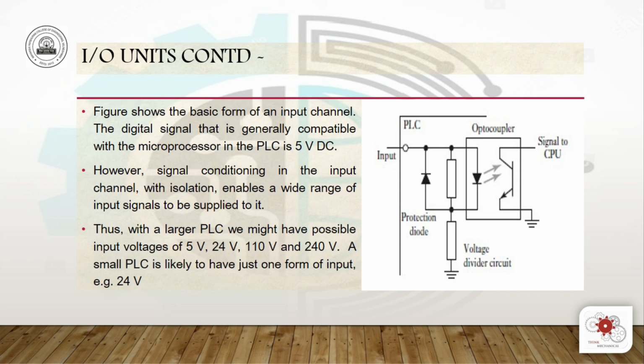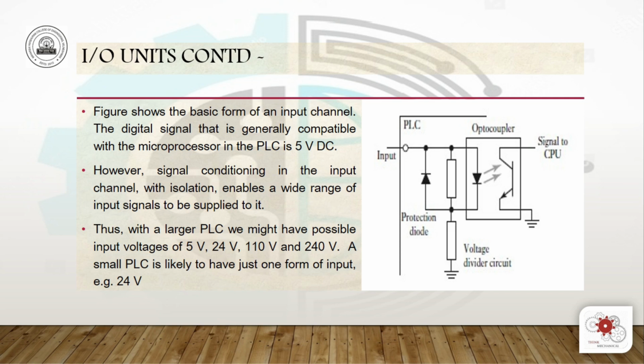The requirement is, for smaller circuits we can have a 5-volt DC supply, it is okay, but for larger operations where automation is necessary, you cannot work on the DC supply, so you need to deal with the AC supply, and for that AC supply to be used, you have to go for the isolation part and signal conditioning part, and the wide range can be achieved with this signal conditioning and isolation. So for larger PLC, where the number of operations carried out is more, we have the possible input voltages as 5 volt, 24 volt, 110 volt and 240 volt.